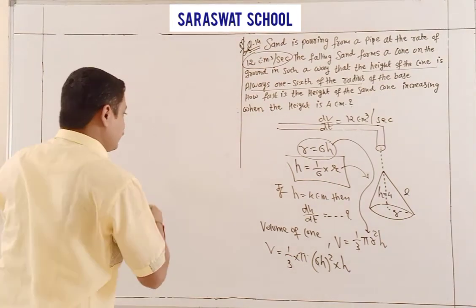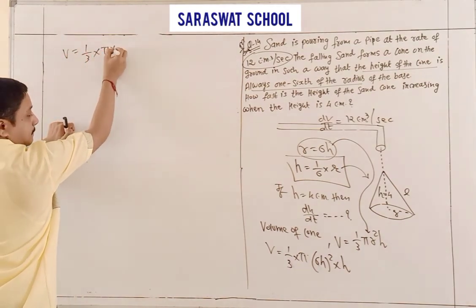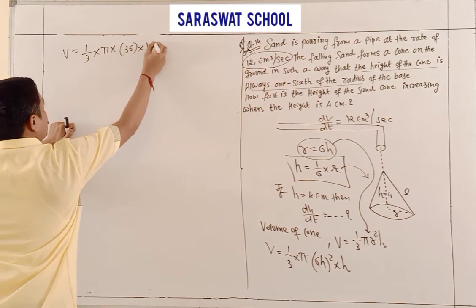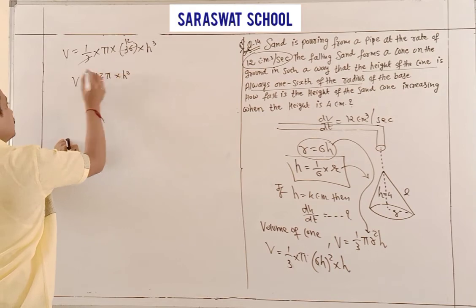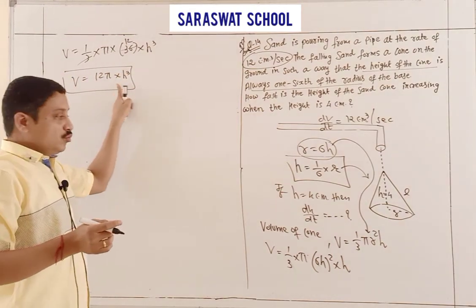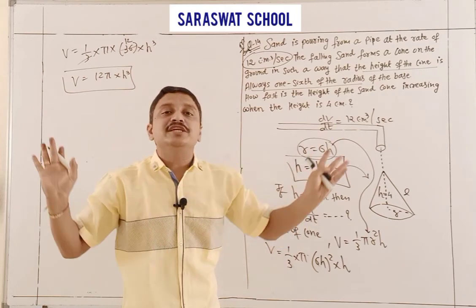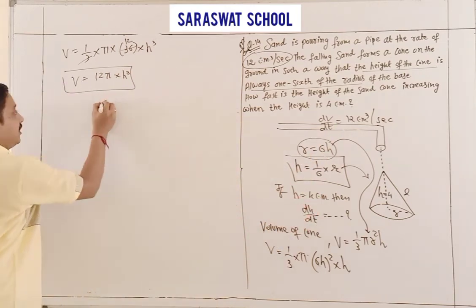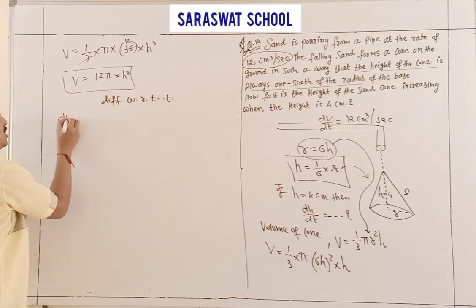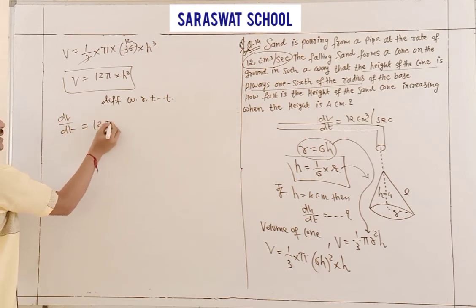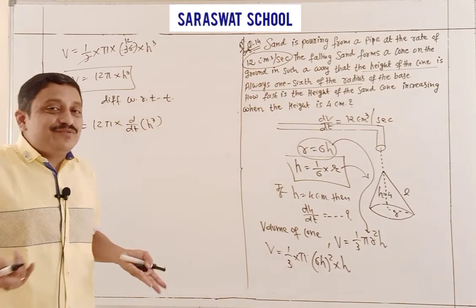So what is the V? V I have 1/3 pi into 36 and h cube, this cancels. So V equals 12 pi h cube. Students, one more time repeat. You want the height versus time. That's why I eliminate the R value and apply derivative with respect to time. So dV by dt equals 12 pi, and d by dt of h cube, very easy.